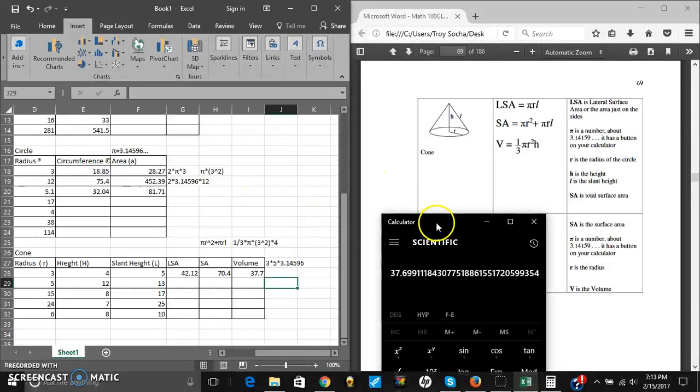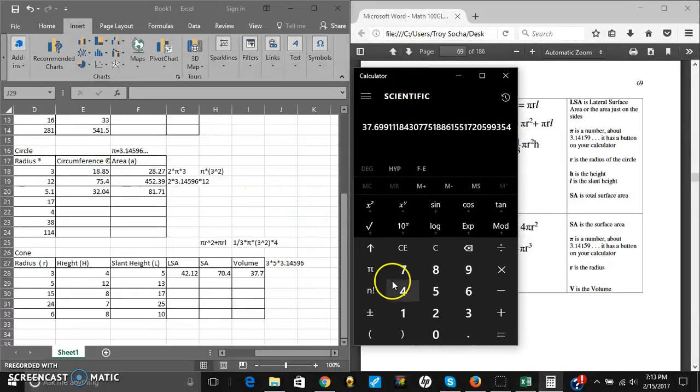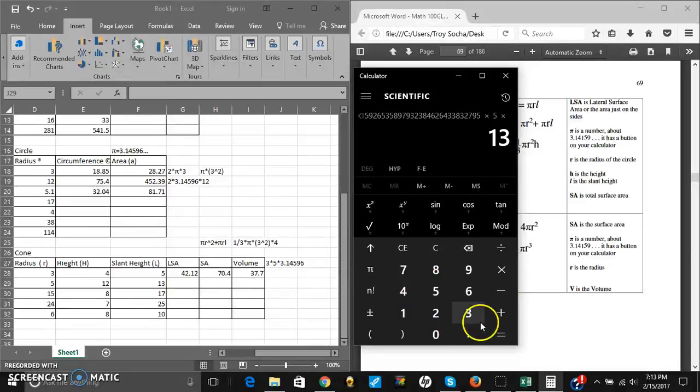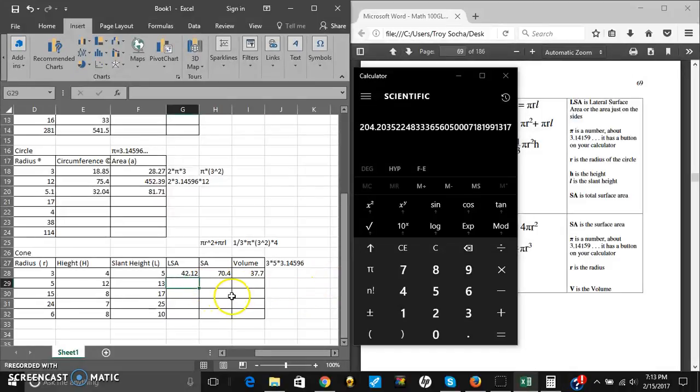So the first one, again, we take our pi r l. So we take our pi times our 5 times our L, which is 13 in this case. And that gives us 204. So this one is what we're looking at, lateral surface area: 204.2. That means that is our surface area as it pertains to going straight down the cone.